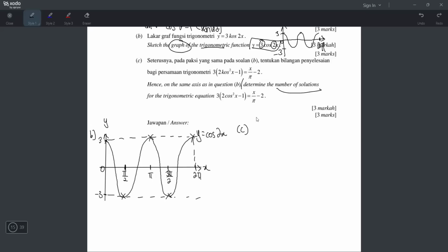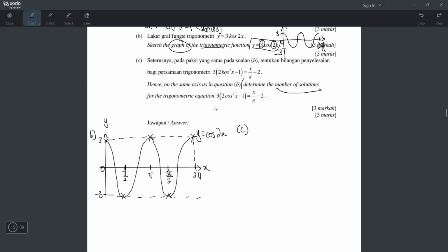And then they say for the trigonometric equation, this one. Okay, so what we have to do now is draw another graph inside here. Kita kena lukis satu lagi graph here, and after we draw another graph, then ada dua graph lah. And then kita cari ada berapa intersection point.